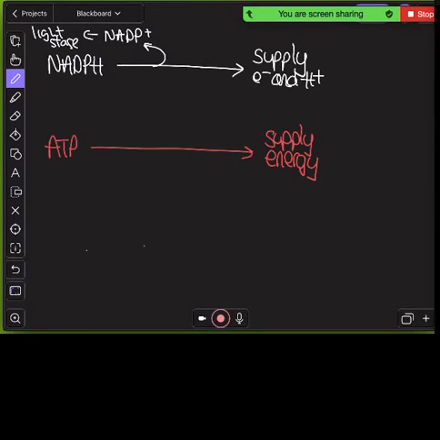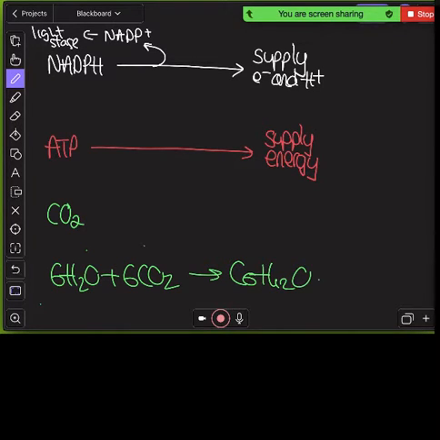The last thing that we have to talk about is carbon dioxide, because that's our last reagent. If you think about our equation, it is 6H2O, I'm just writing this so you can see it, plus 6CO2 goes to C6H12O6 plus 6O2, and we have put light and chlorophyll over our arrow.